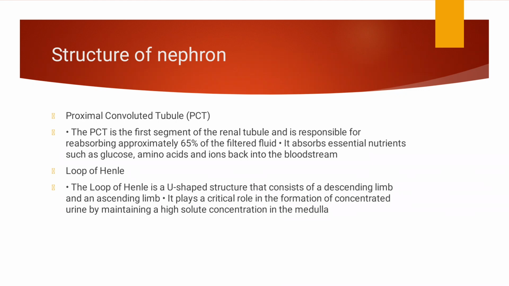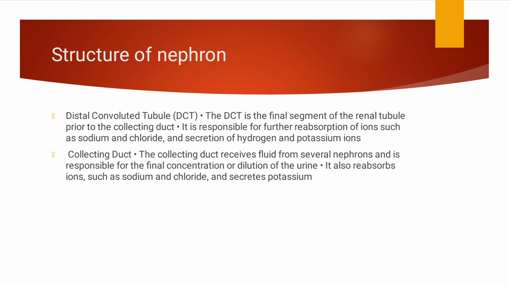Then the next topic is the loop of Henle. The loop of Henle is a U-shaped structure that consists of a descending limb and an ascending limb. It also plays a major role in the formation of concentrated urine by maintaining a high solute concentration in the medulla.